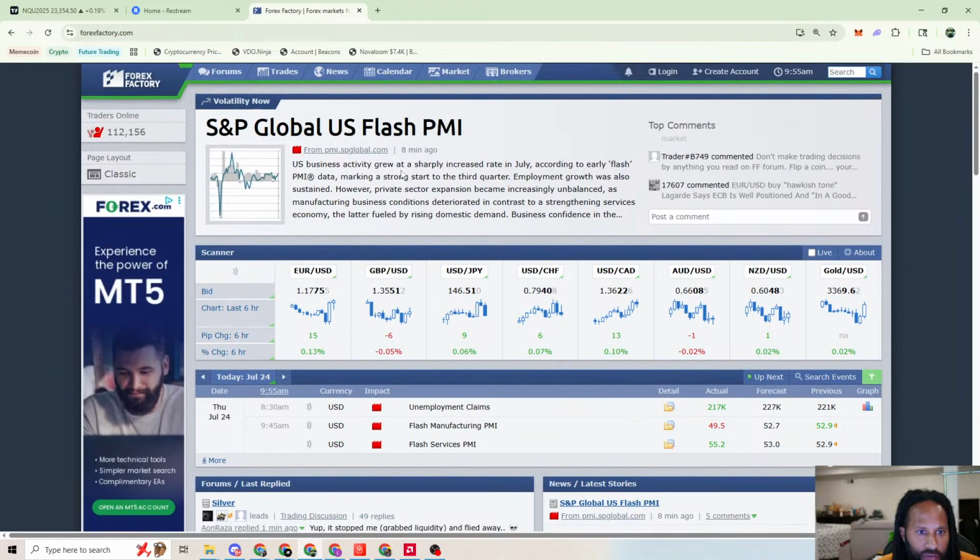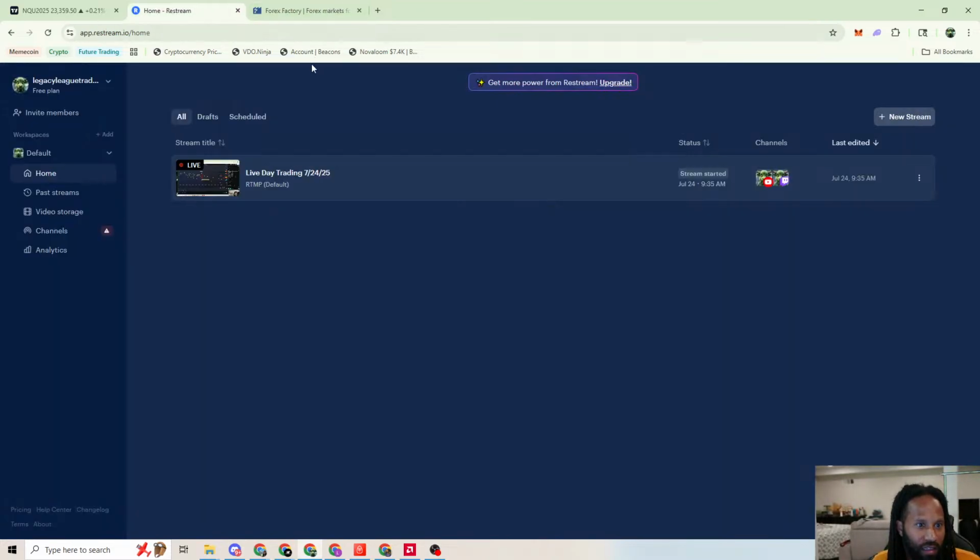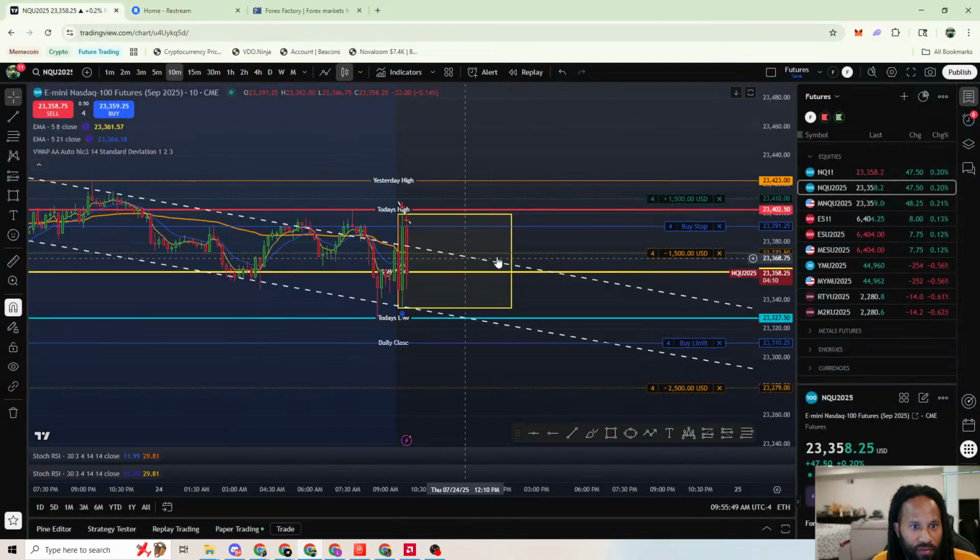So look at this: U.S. businesses actually grew at sharply increased rates in July, according to early flash PMI data. Manufacturing businesses, fueled by the rise in domestic demand and business confidence. Yeah, it's doing its thing. It's doing its thing right now.